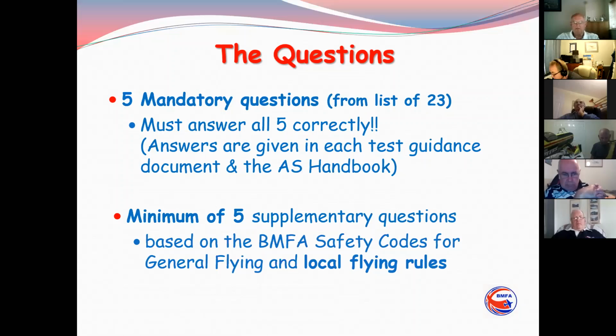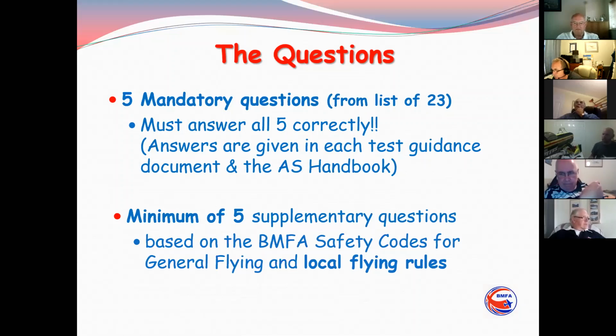Okay. And after the 5 mandatory questions, you move on to the supplementary questions, which are based on the safety codes, club flying site rules. I always make a point of asking a mixture of questions.